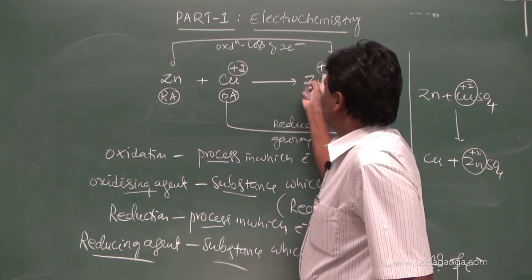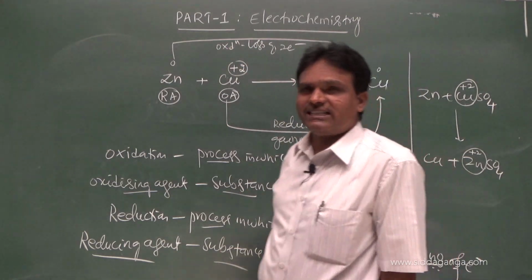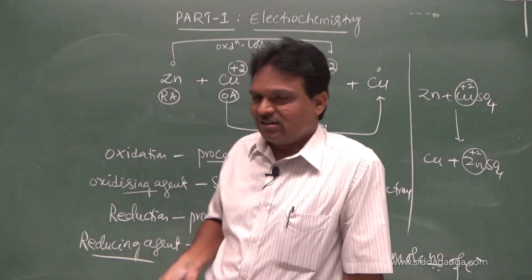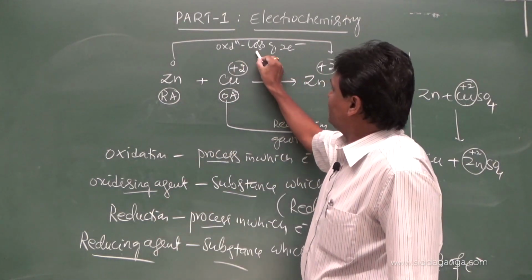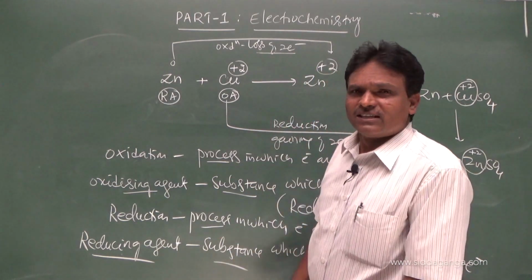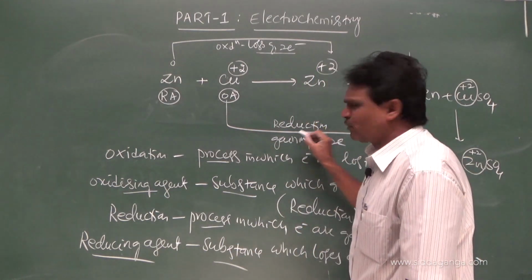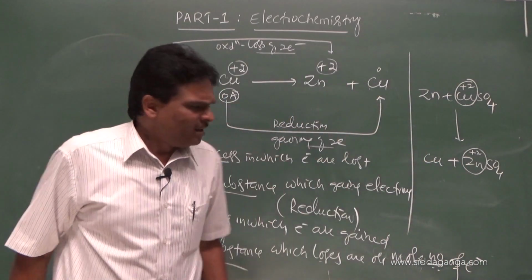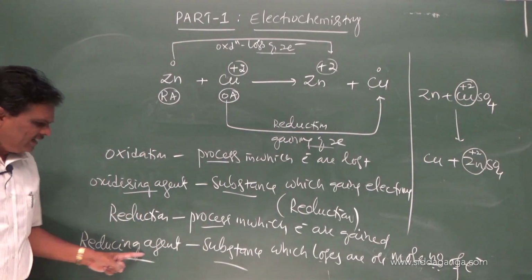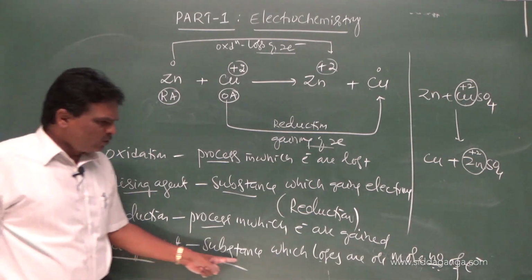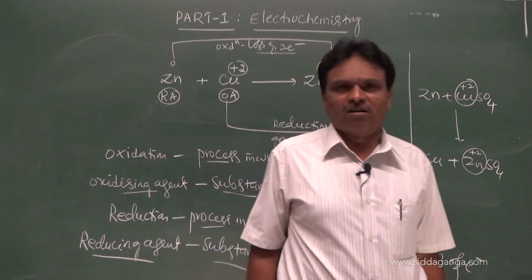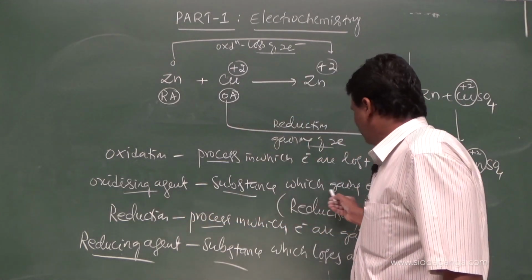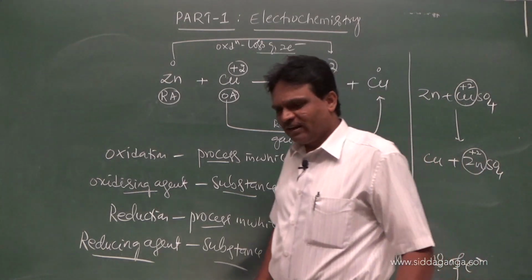Oxidation is a process in which electrons are lost. This is according to the electronic aspects of redox reactions. Oxidation is a process in which electrons are lost. Similarly, reduction is a process in which electrons are gained. Then a reducing agent is a substance which loses one or more electrons. An oxidizing agent is a substance which gains one or more electrons.